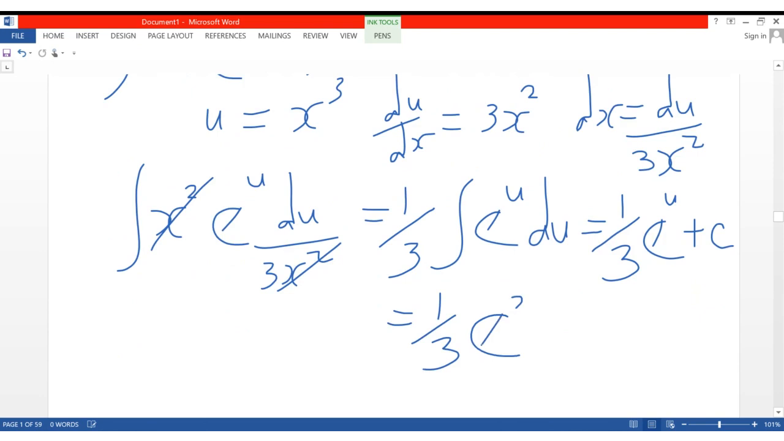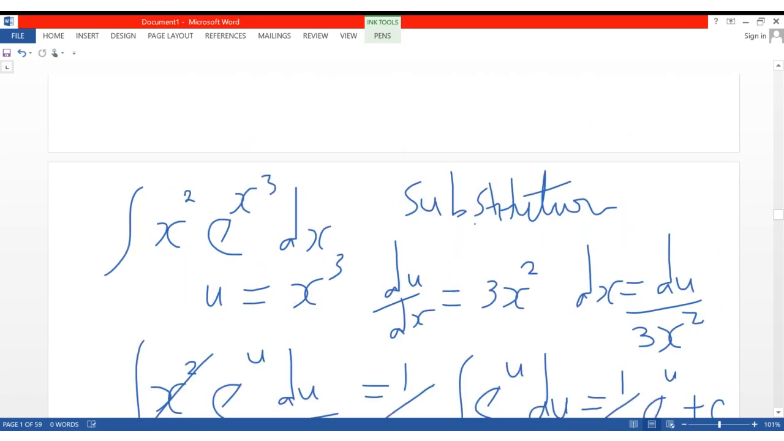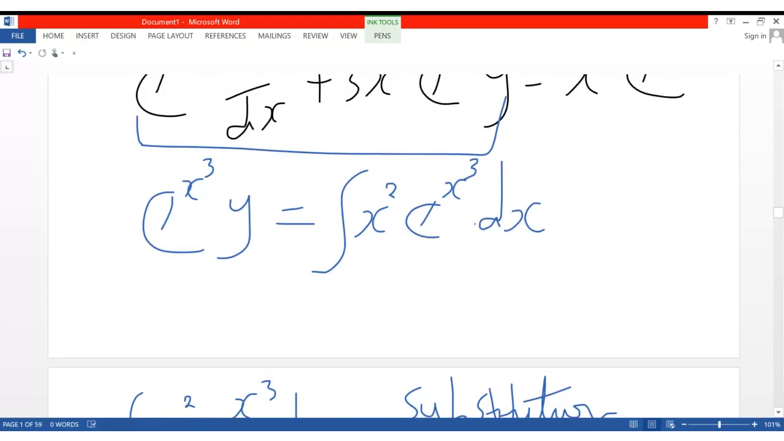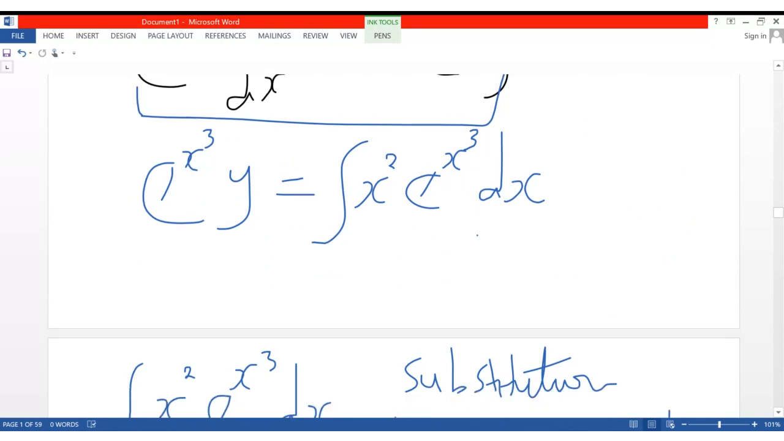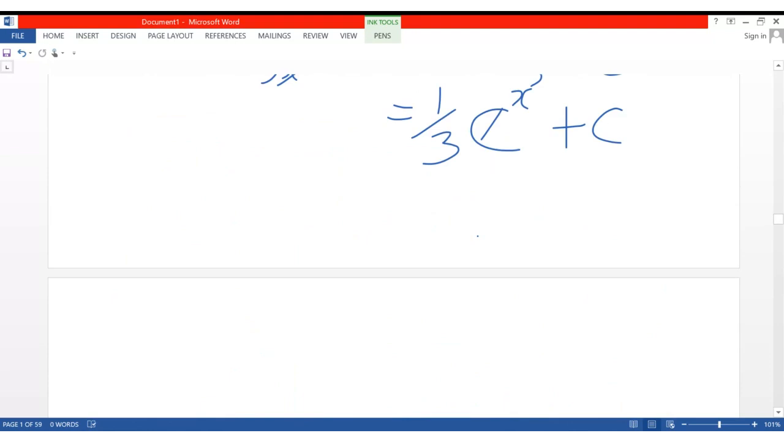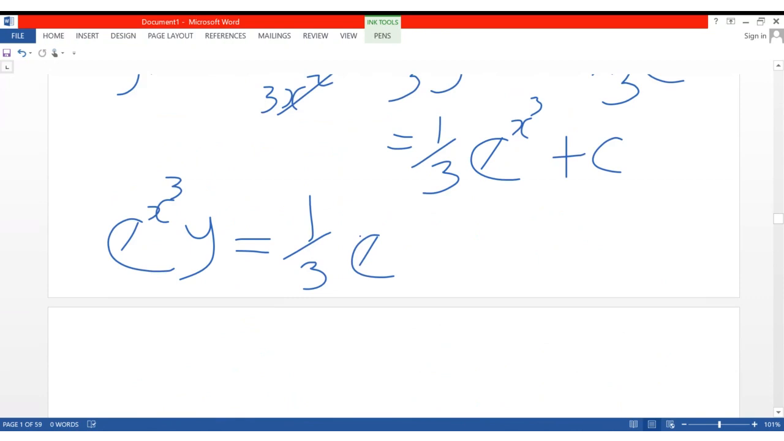So I substitute back what I had. I've integrated the right hand side. Let me check what I had on the left hand side, and I've integrated this side. So I'll have exponential x to the power 3, y. And after integrating this, what we are getting is 1 over 3 exponential x to the power 3 plus c. That's what we are getting basically.